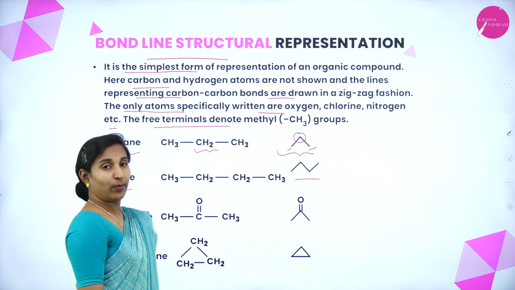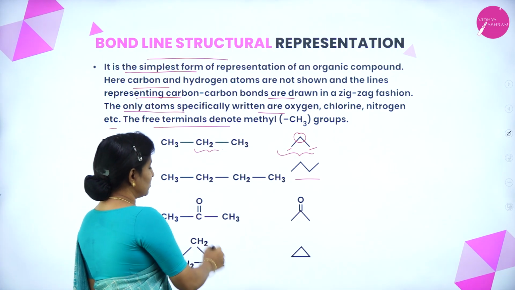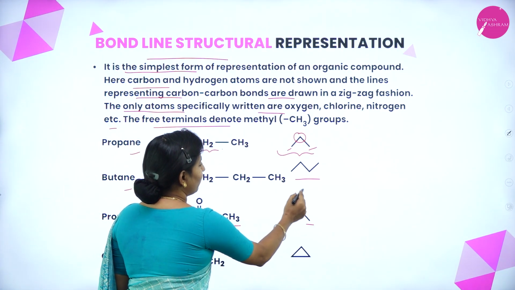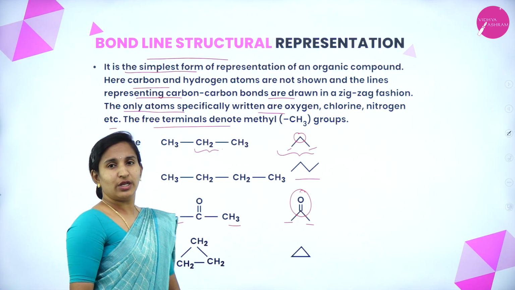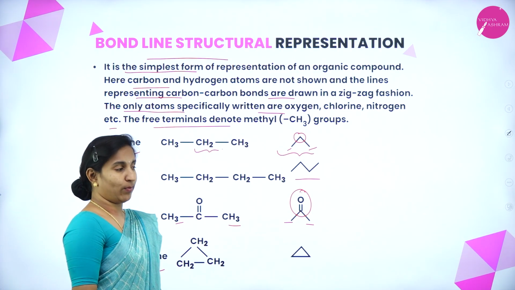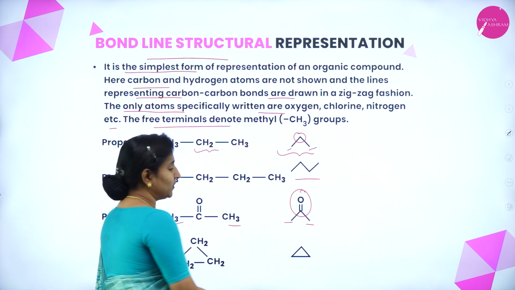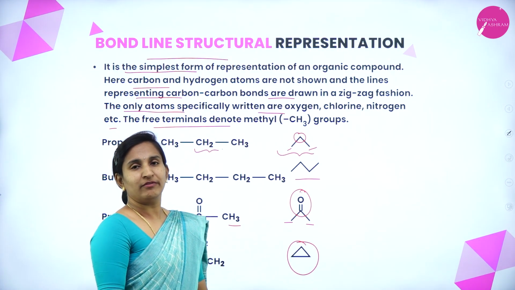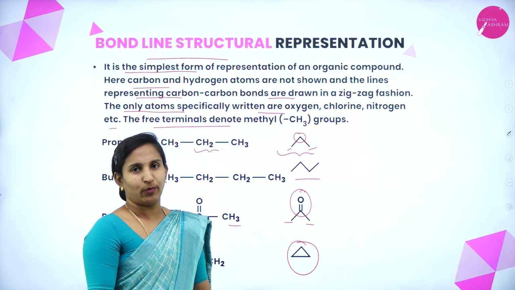This is propanone, presence of 2 methyl groups and 1 ketonic group, that is, the C double bond O group. This is cyclopropane, presence of 3 carbons in a ring structure. We call it cyclopropane.